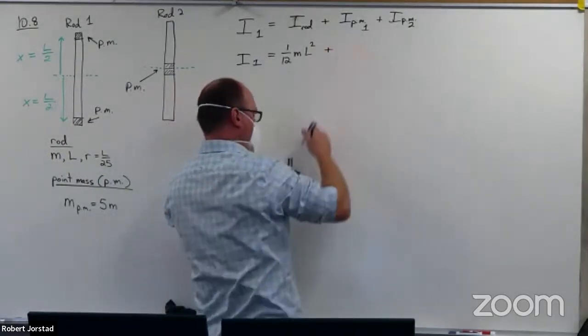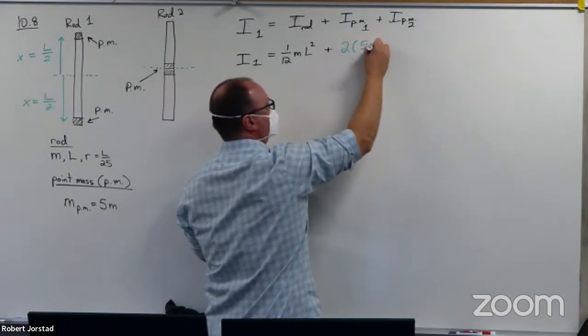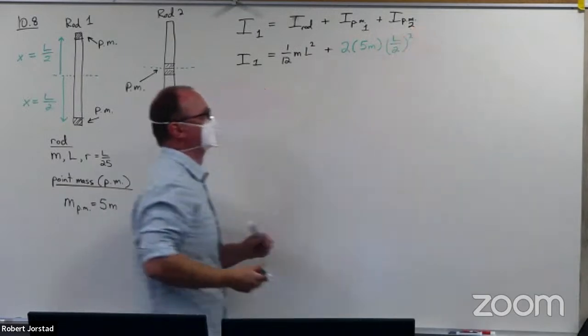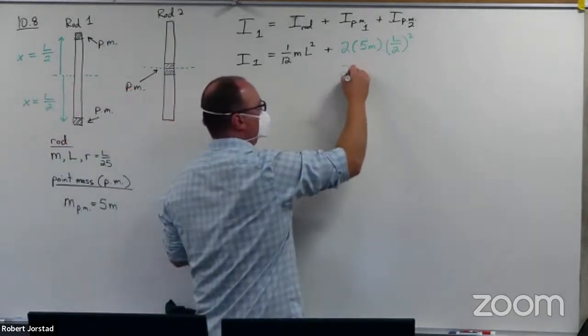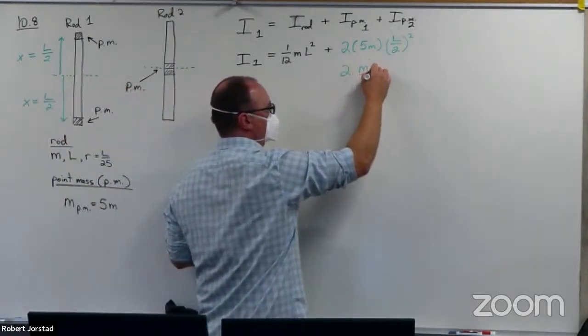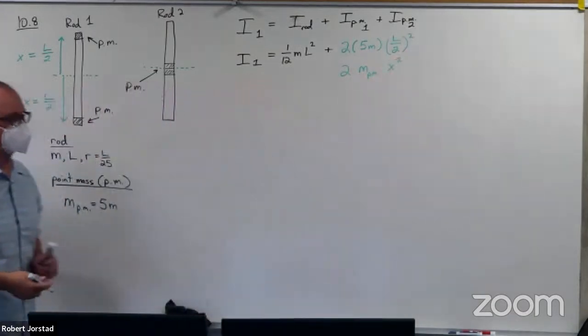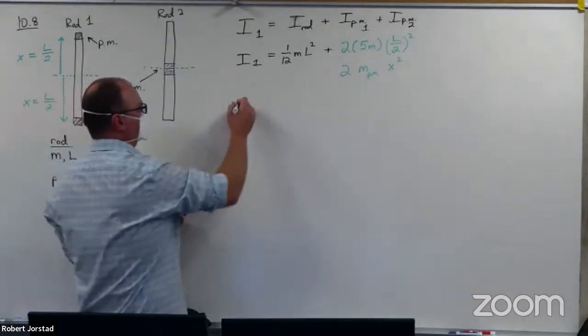So do you agree this is going to give me 2 times 5m times length over 2 quantity squared? This is 2 times mass of the point mass times x squared. They have the same x, so I could just double it. You did it too because there's 2 of them, right? Yeah, there's 2 of them with the same x value. If they had different x values, I couldn't double it. Is that cool? All right, let's crank this out.